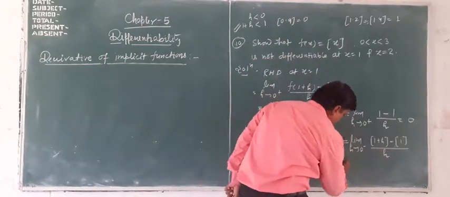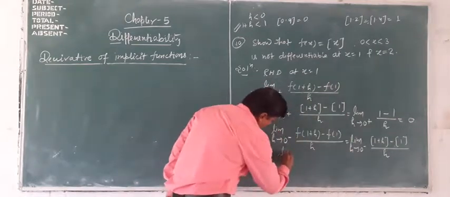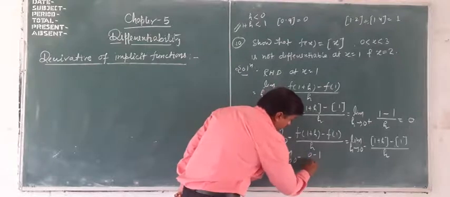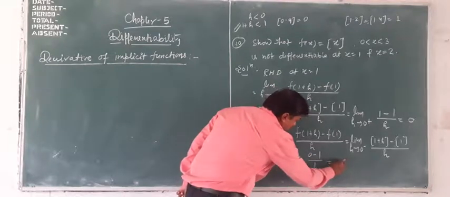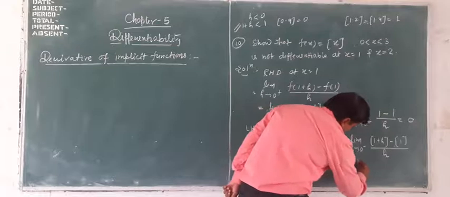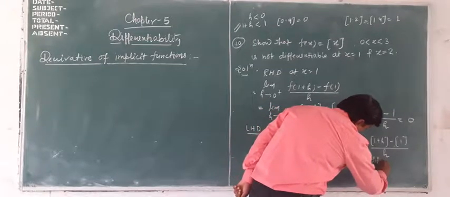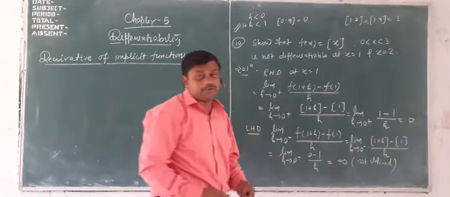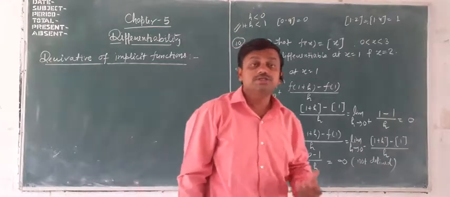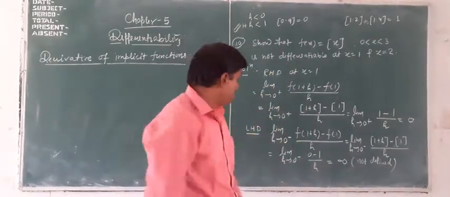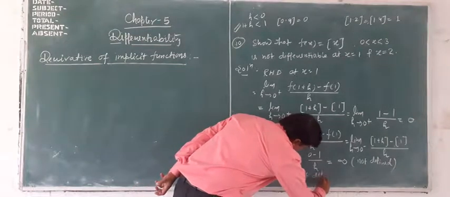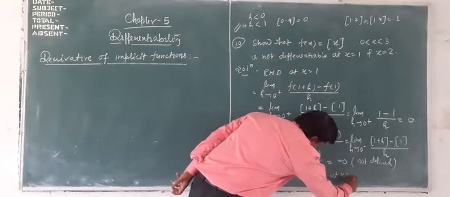So this is 0, and the limit as h tends to 0 minus of minus 1 by h is not defined. So here the left hand derivative is not equal to the right hand derivative. So the function is not differentiable at x equal to 1. Hence f is not differentiable at x equal to 1.